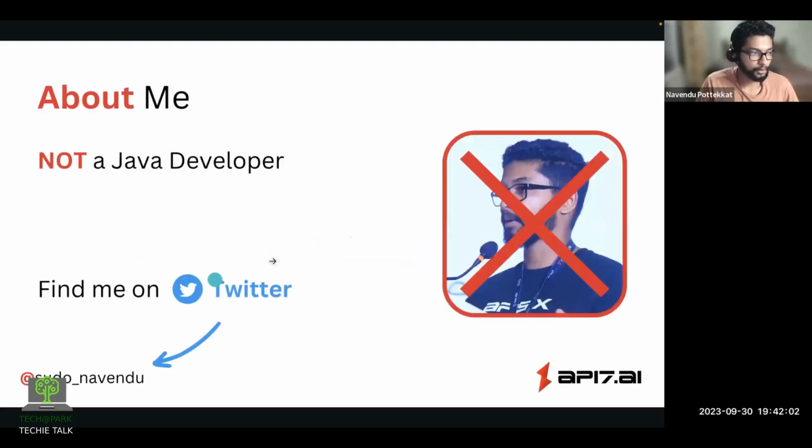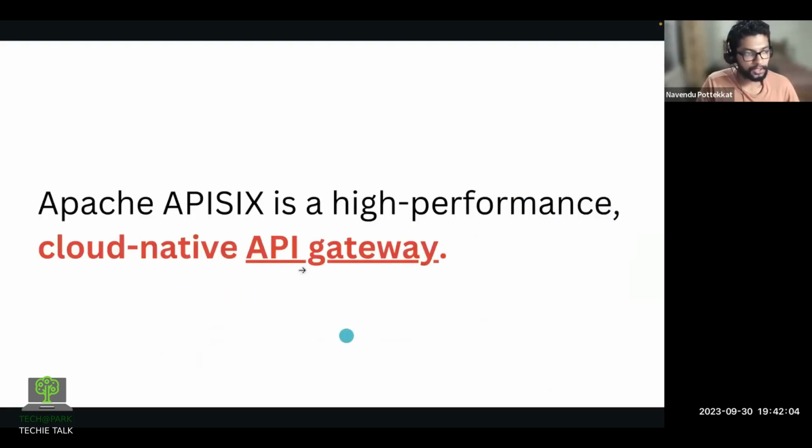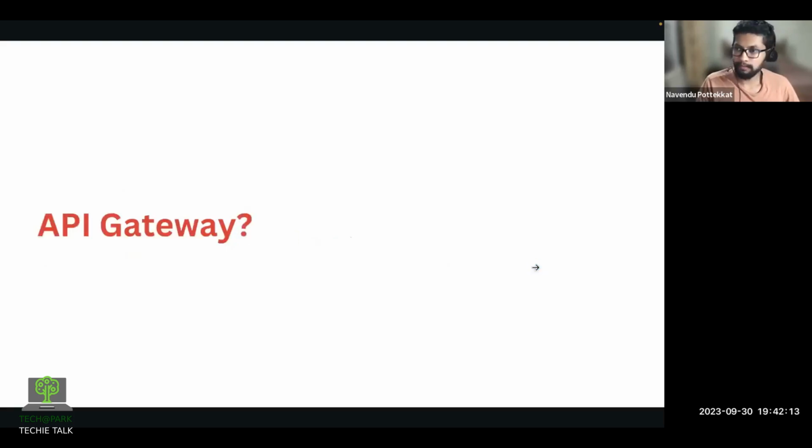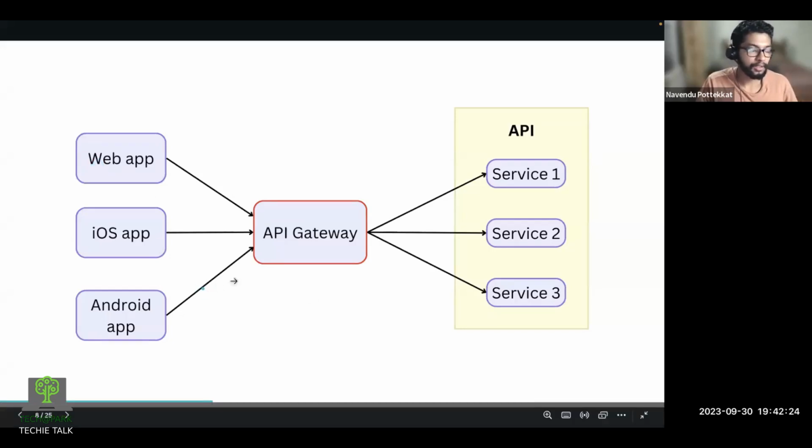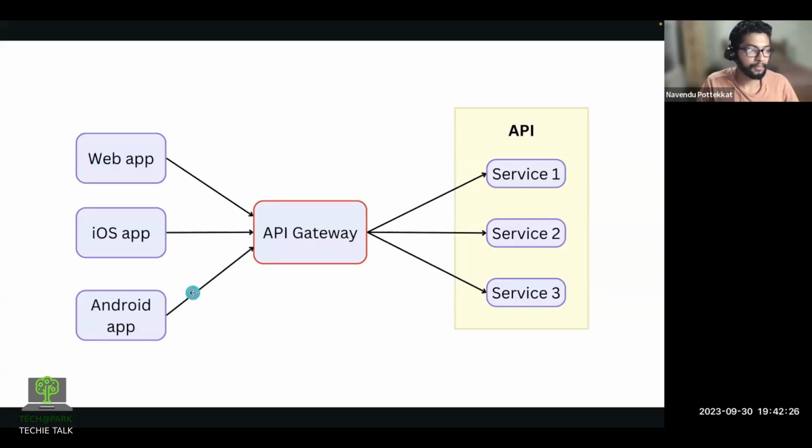And we have two terms here, API gateway and cloud native. Let's see what these actually mean. So what does it mean to be an API gateway? What is an API gateway? So to put it simply, an API gateway sits between your client applications, which could be your mobile apps, web apps, Android apps, anything.